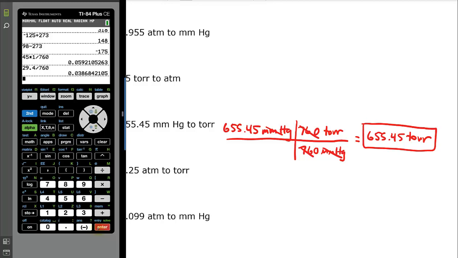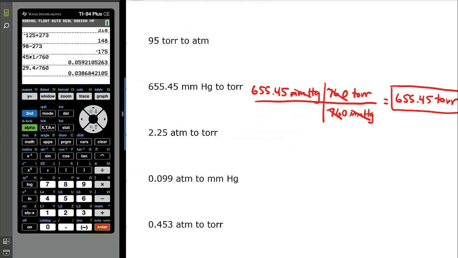And on one like that, I wouldn't think you'd have to show it. Just cross the label out and change it to torr and call it good. The next one, the last one we'll do here, 2.25 atmospheres. We want to get that into torr.